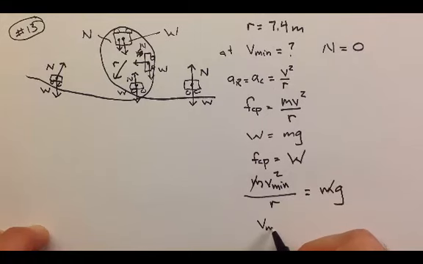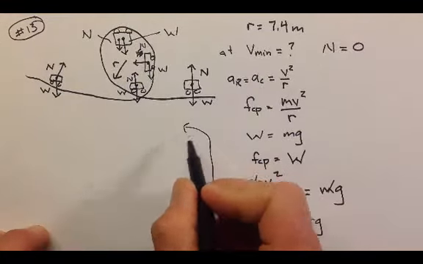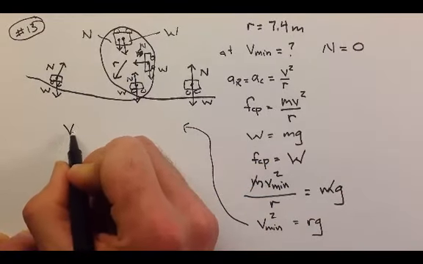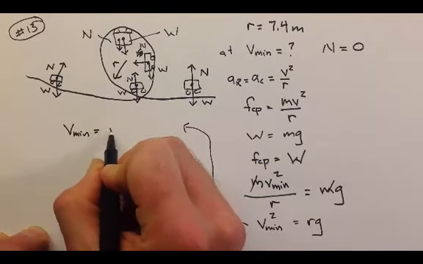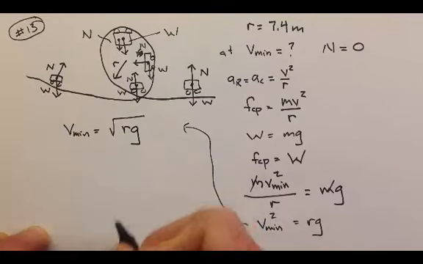So we have v min squared is equal to rg. Of course, this is a squared. And why don't we bring this up here? So we have v min is equal to the square root of rg.